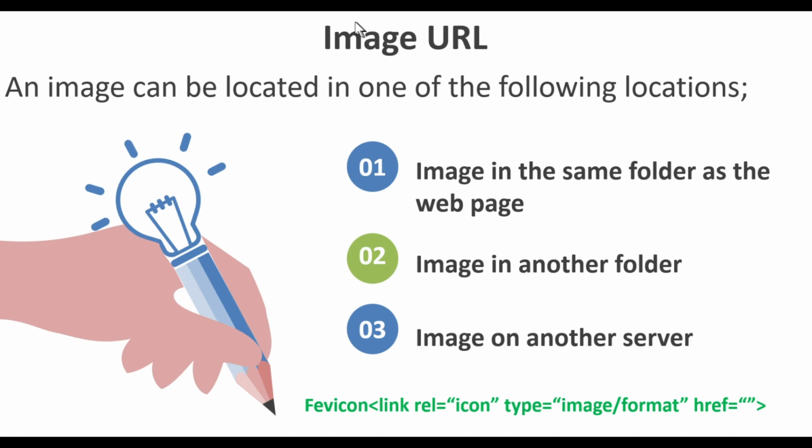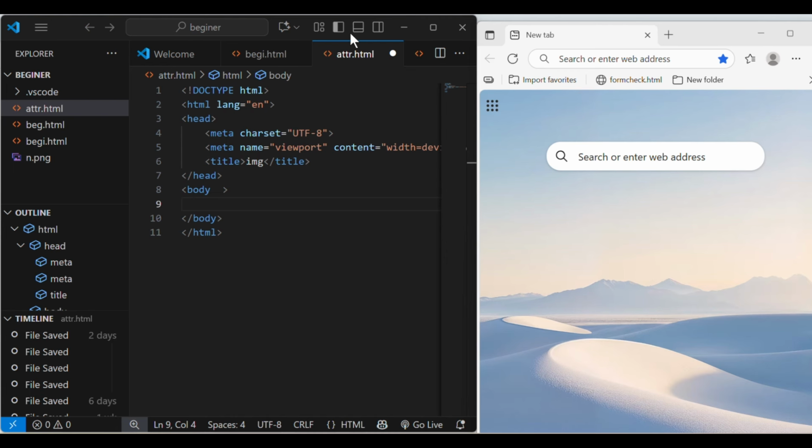So we are now going to see the image URL. The first one is when, in our folder called beginner, we have the photo, where we save the photo that we need in the same folder as the website, like that. You see the photo called n.png.